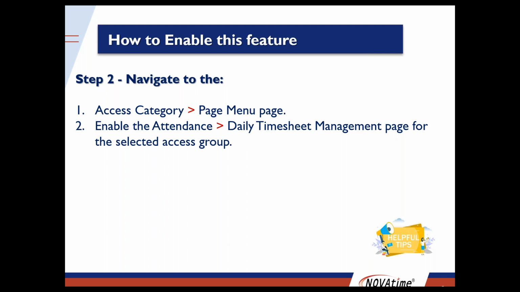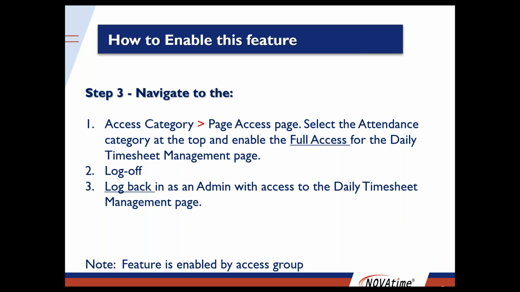Step number 2 is that this feature is available by access groups. So if you have multiple groups of supervisors and you want one group of supervisors to use this and another group not to use it, you can enable it that way as well. Once you've enabled the company setup, you will need to go under the access category, page menu, and enable that specific gadget. And then the last piece is to give yourself or that access group full access, and make sure that you log out from the system and log back in.